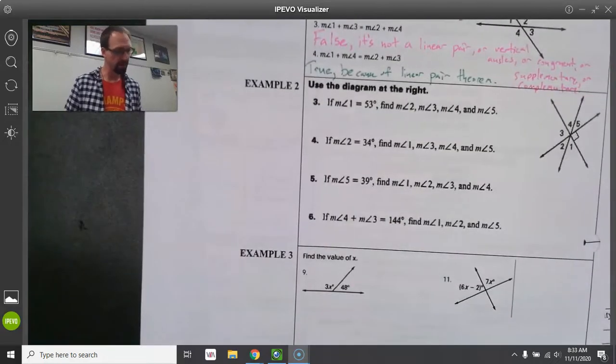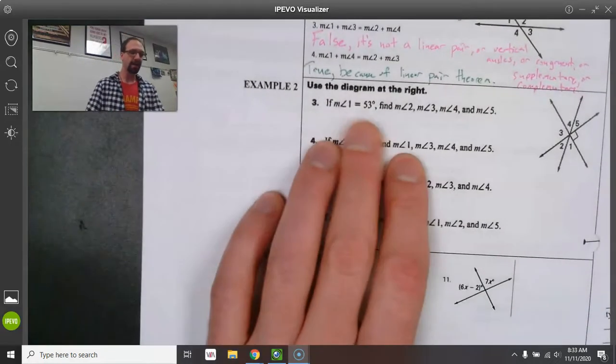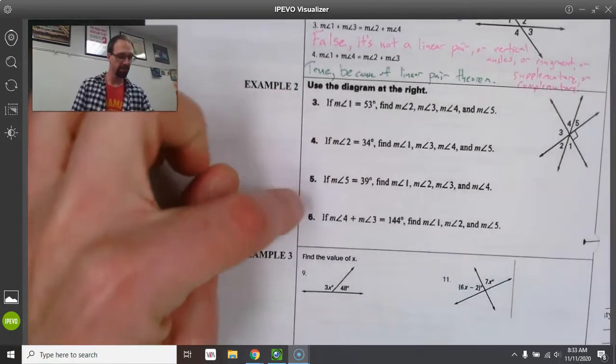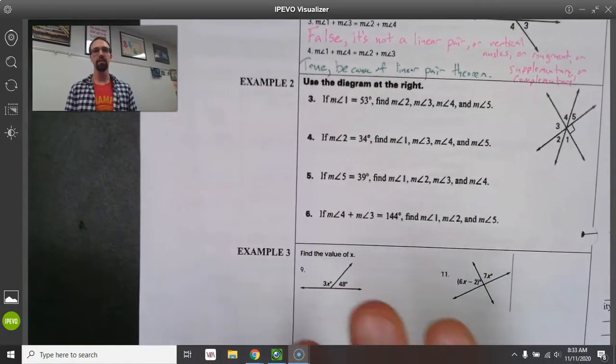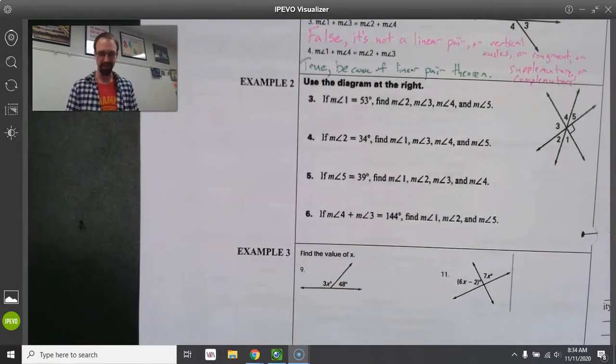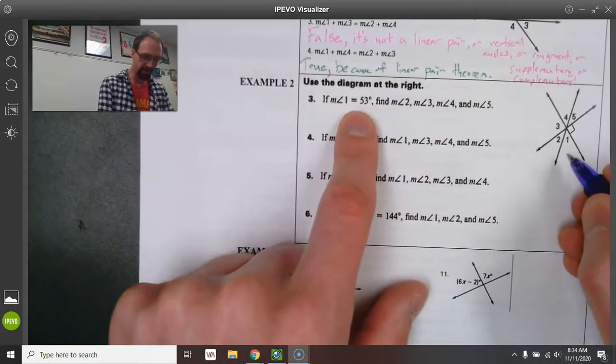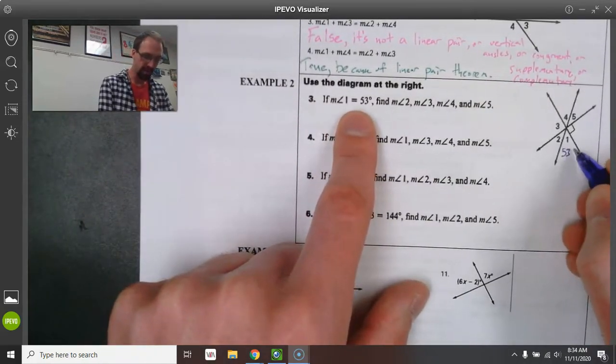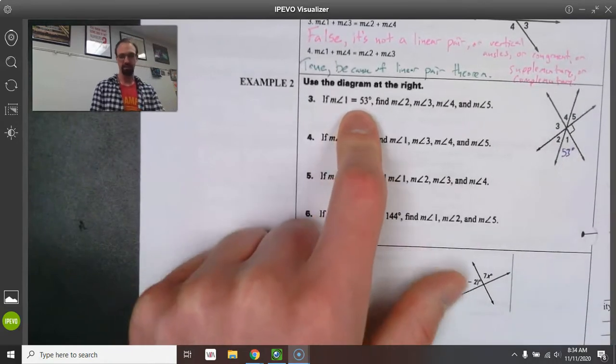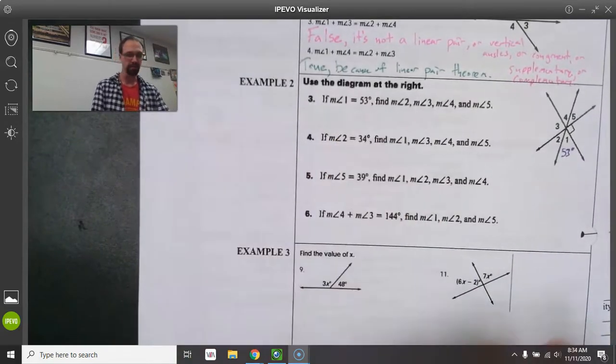All right, example 2. Here we're using the diagram at the right. Again, these are four different scenarios. So again, I'm going to be using different colored pens that are erasable, so make sure that you have a way to erase as well. Number 3, if the measure of angle 1 is 53 degrees, then I need to find the rest of these. So I need to find the rest of all of these angles.